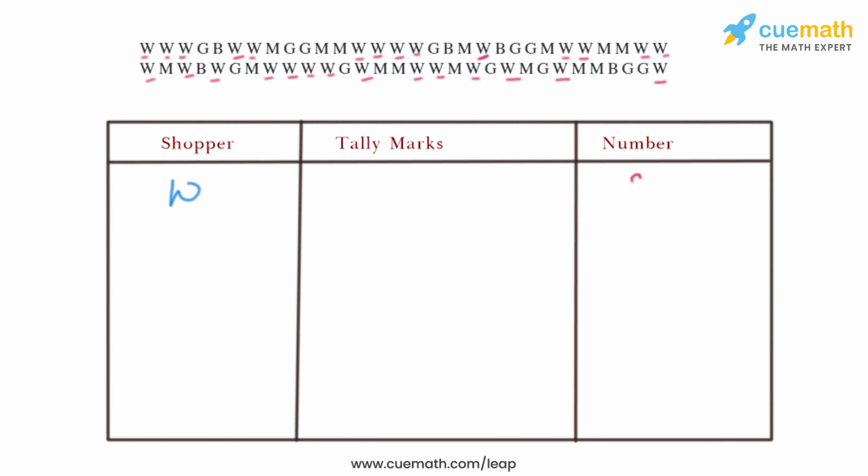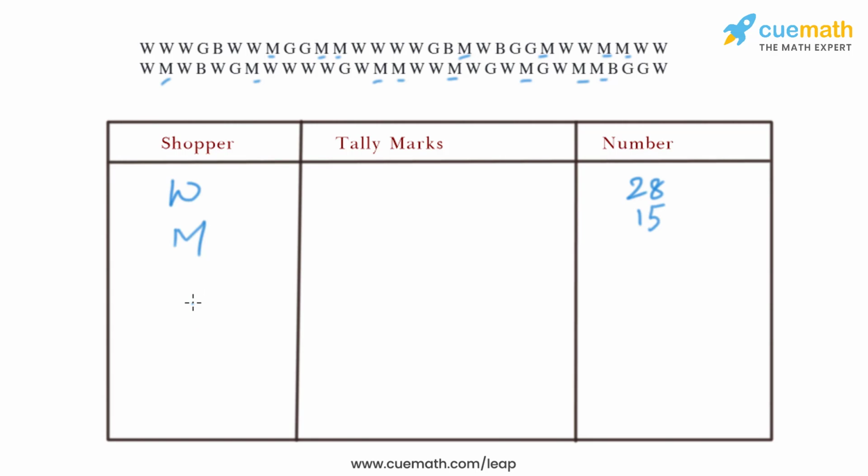We know that. Now let's count the number of men in a similar way. 1, 2, 3, 4, 5, 6, 7, 8, 9, 10, 11, 12, 13, 14, and 15. So as we can see, there are 15 men.